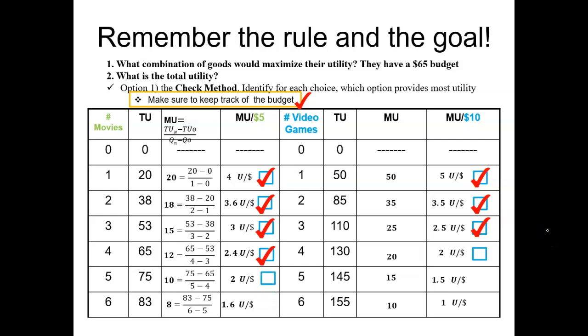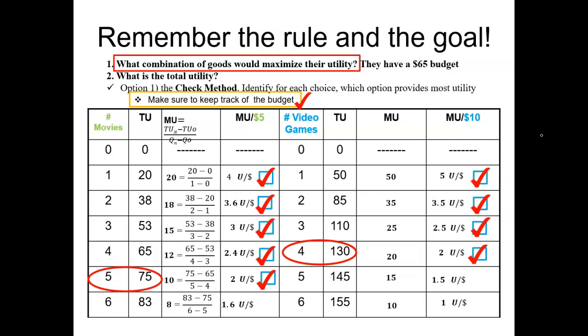Okay, and then 2 or 2. Well, yeah, I'll buy those at the same time. So again, we're going to keep track of our budget. So we go 5, 10, 15, 20, 25, 35, 45, 55, 65, which was our budget. So what combination of goods and services would maximize my utility?